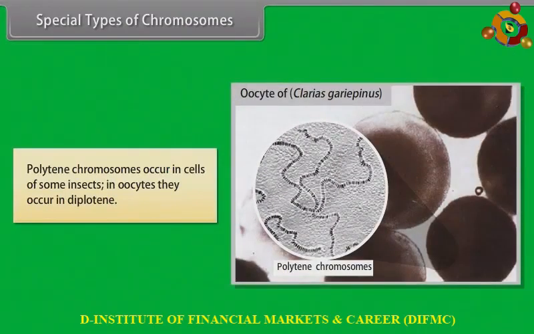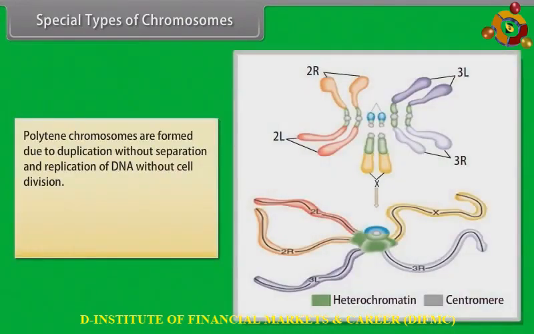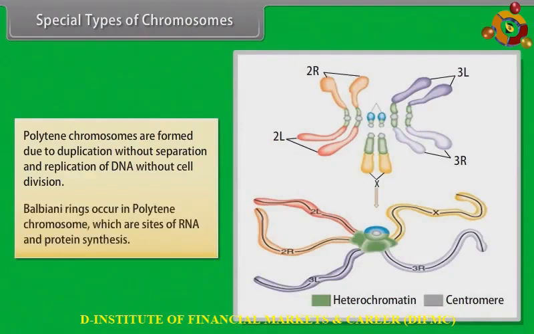In oocytes, they occur in diplotene. Polytene chromosomes are formed due to duplication without separation and replication of DNA without cell division. Balbiani rings occur in polytene chromosomes, which are sites of RNA and protein synthesis.